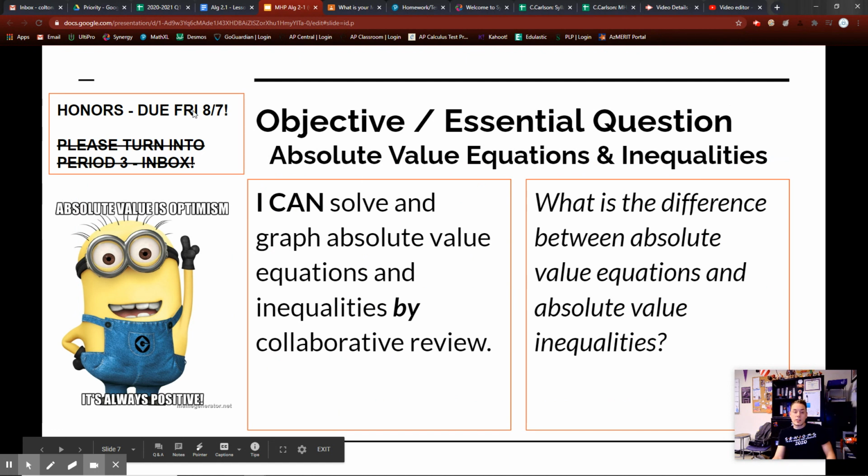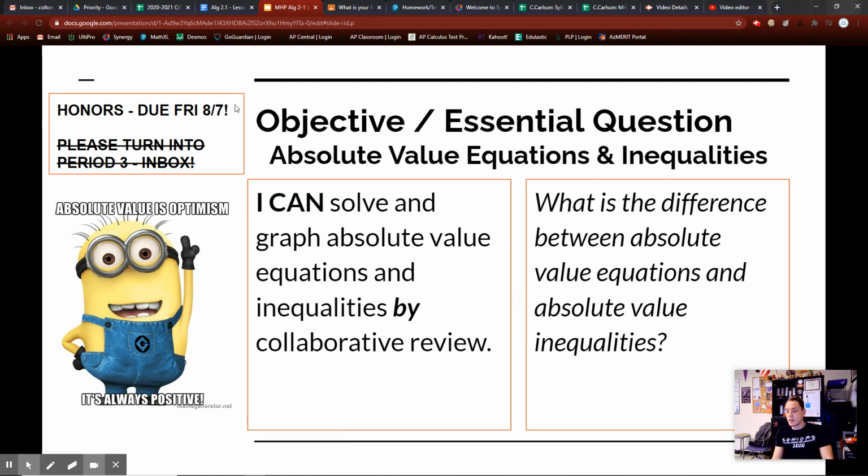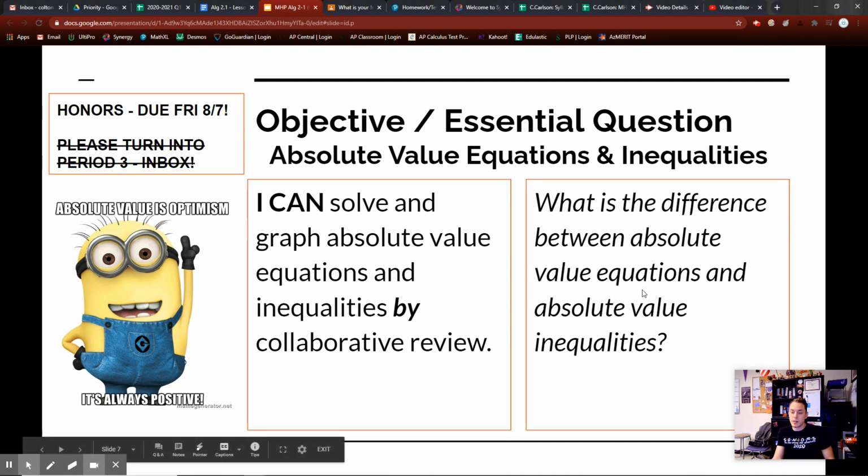So don't forget, honors contract is due Friday. Send your email to me from a parent or guardian saying, yes, my child is participating in honors. The objective is: I can solve and graph absolute value equations and inequalities by collaborative review. So we are doing review here. It's not going to be collaborative, unfortunately, because, you know, COVID. But you don't need to write down the objective. All you need to do is write down the essential question, the one with the question mark, that's italicized. Write that down in your notes. I'm going to be checking for that on Friday.